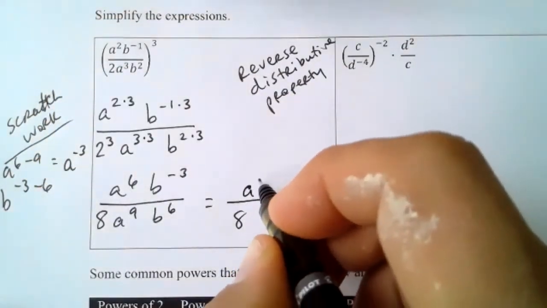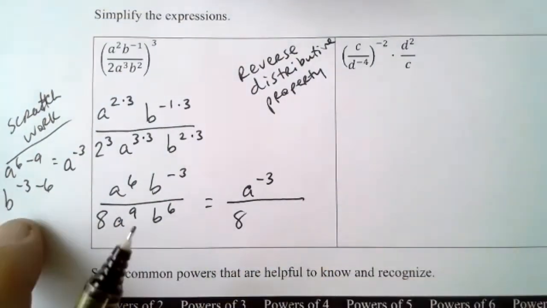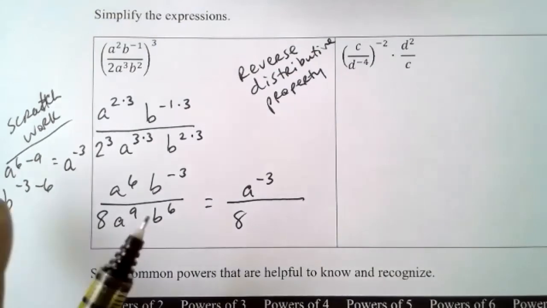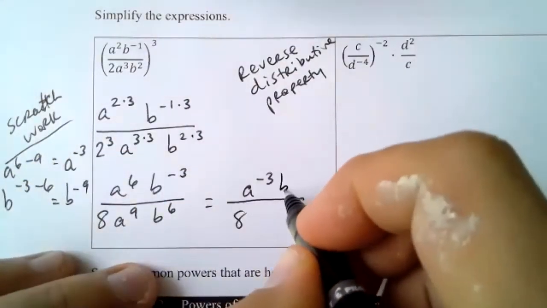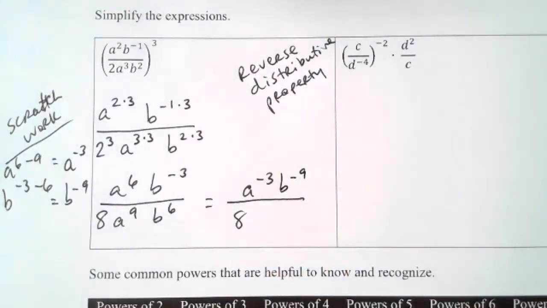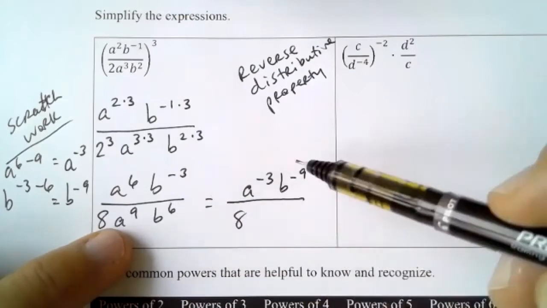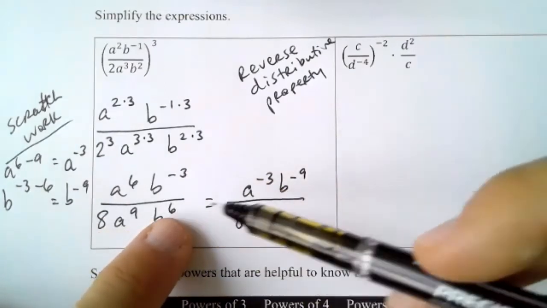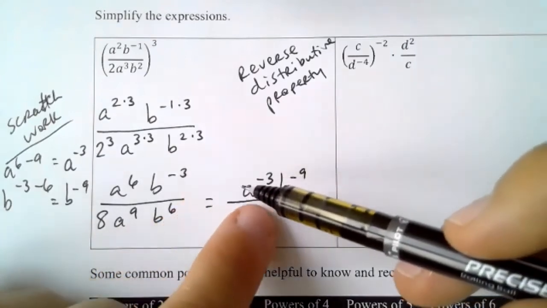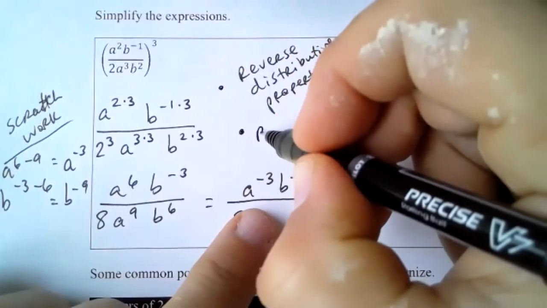And that's a to the negative 3 on top. And then right here, this is b to the negative 9. And that's going to be b to the negative 9 on top. So what does that mean? Okay, so if you take 6 and you subtract it from 9, you get negative 3. If you take negative 3 and you subtract 6 from it, you get negative 9. So this should tell me that there's two steps here.